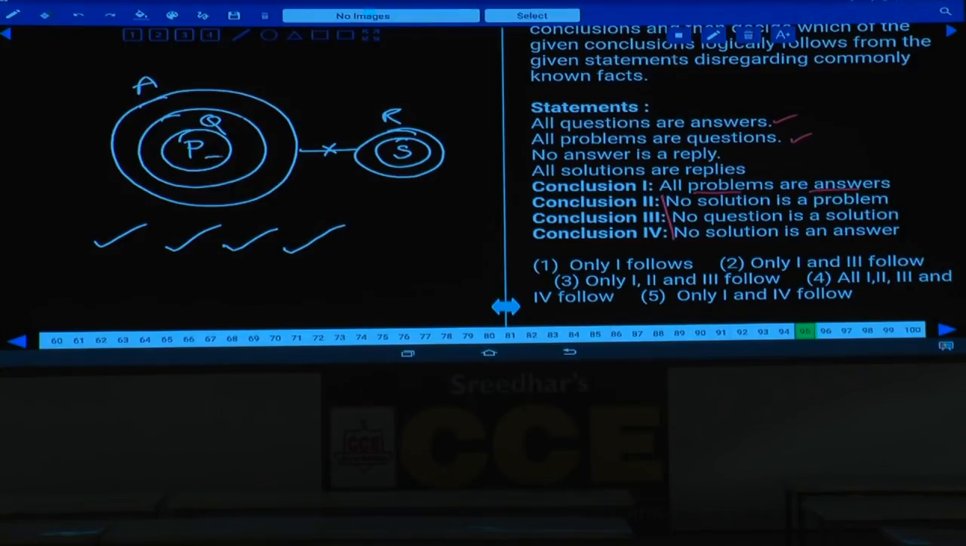Then no solution is a problem. In order to make this one false, now my solution should be like this. Tell me whether I can draw like this? No. Hence alternate diagram cannot be drawn, that will be true forever. No question is a solution, again. Now this solution and question should be intersected like this. Can you intersect like this? No, it cannot. Hence alternate diagram cannot be drawn, this will also be true. And no solution is an answer, solution and answer should be intersected like this. Tell me whether I can draw intersect like this? No. Right, sir? We cannot draw like this. Hence alternate diagram cannot be drawn. All the conclusions follow. 1, 2, 3 and 4 follow, choice 4.